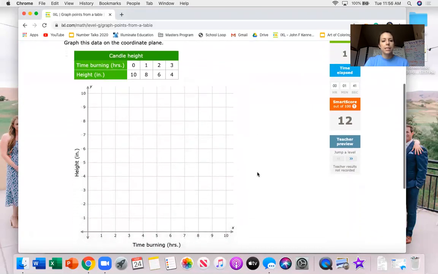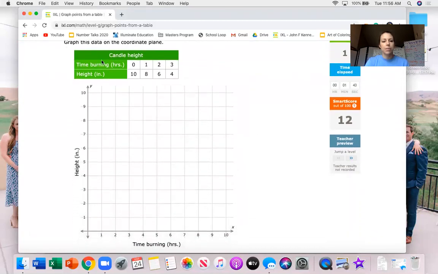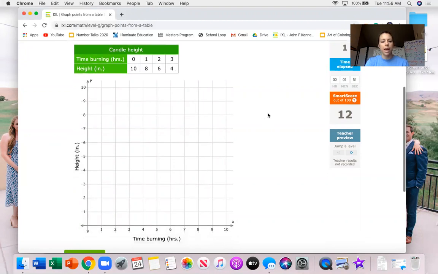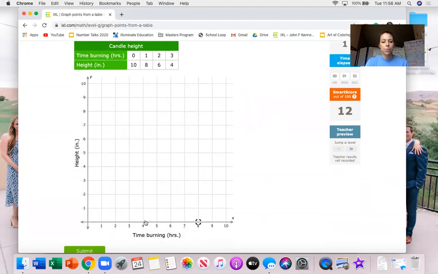So again, this is a different scenario. We have a candle's height. After a number of hours burned, how tall is the candle? So again, if I look at this, my x-axis represents the time burning in hours. So that looks like these are my x values. And the y-axis represents the height in inches of the candle. So it looks like I'm starting at (0, 10).